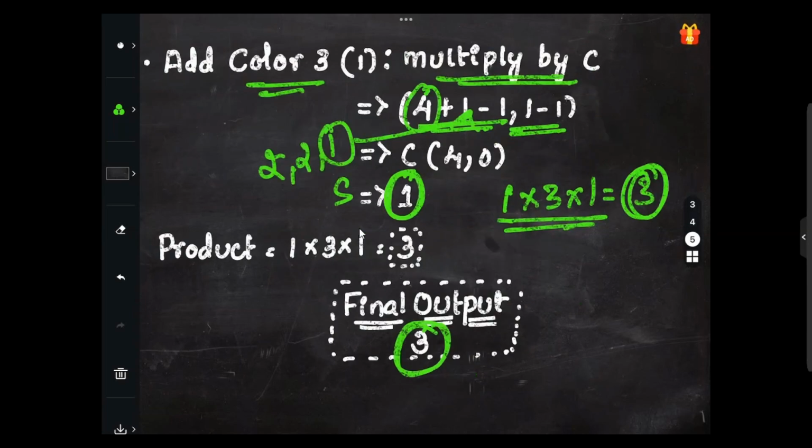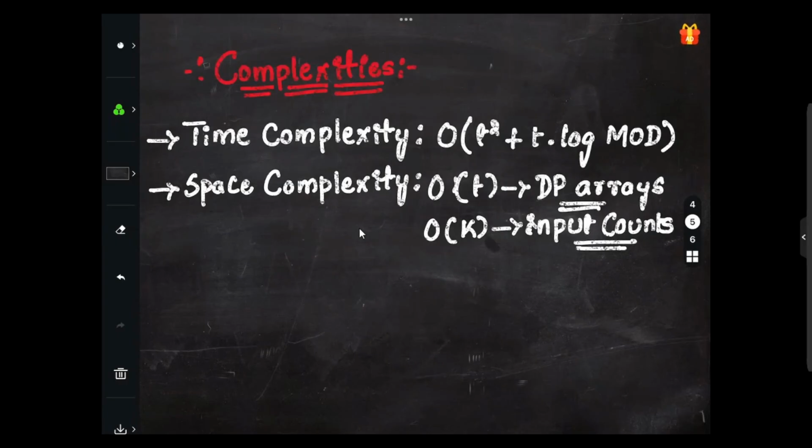So as we are completely familiar with the approach, let's quickly discuss the complexities part. What will be the time complexity here? The time complexity would be big O of t square plus t log mod. So t here in this case is nothing but the ci, which has to be less than or equal to 1000. In the question they have mentioned it strictly, right?